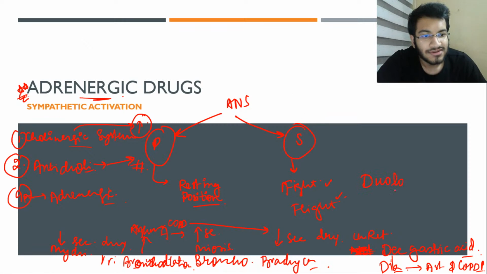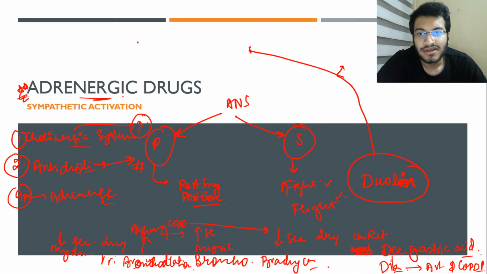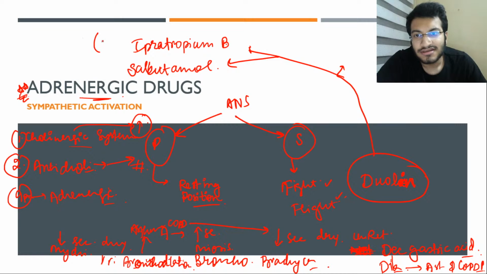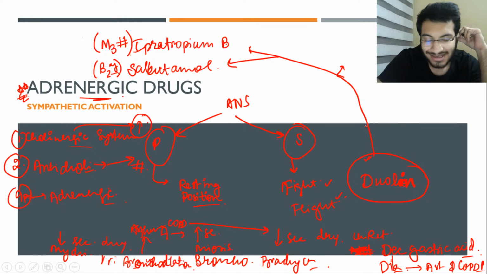After that, there is a combination called duolin. That is having a combination of, I should write here, ipratropium bromide. The second thing which duolin consists of is salbutamol. So ipratropium bromide is an M3 blocker or antagonist. Salbutamol is a beta 2 agonist, right? So this is a combination whose name is duolin, and that is readily used for asthmatics, acute attack of asthma, and duolin, right?